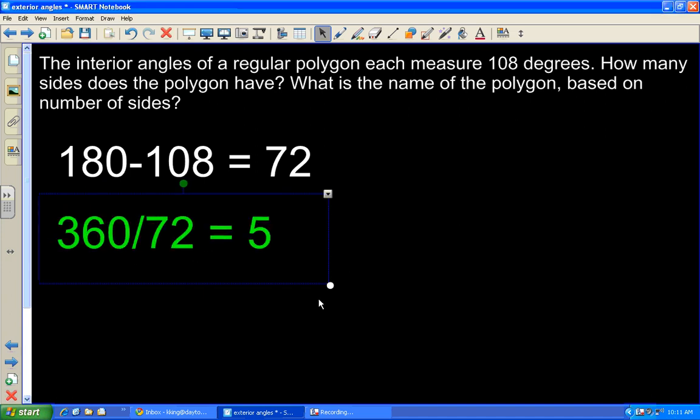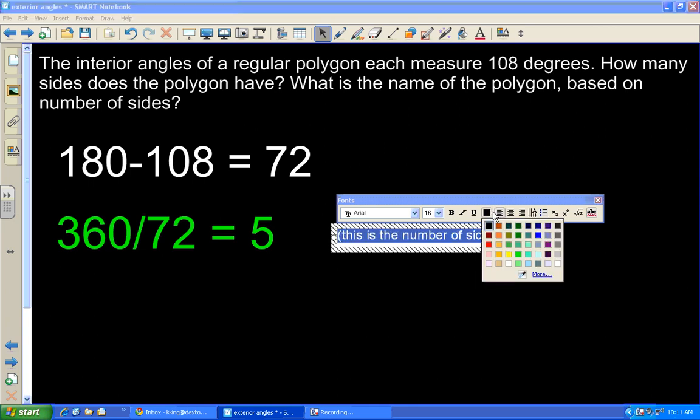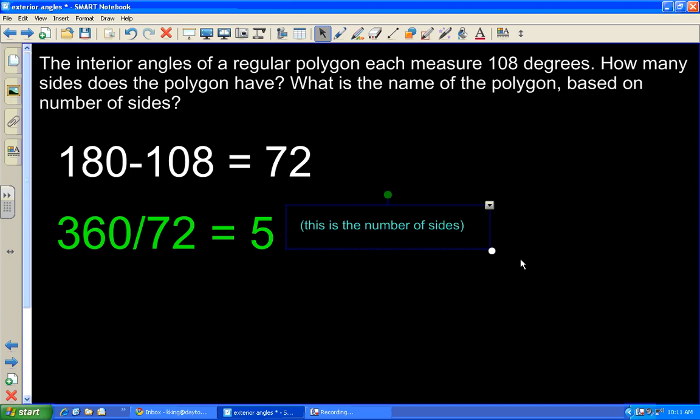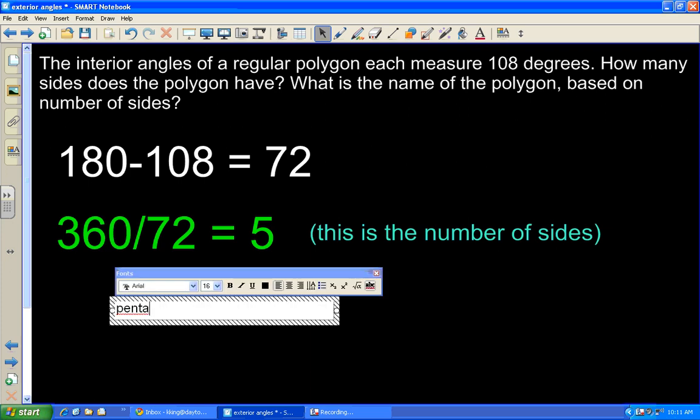Okay, so what is that 5 again? What does this stand for? Yeah, this is the number of sides. So this is a 5-sided figure. A 5-sided figure is going to have 108 degrees for every interior angle if it's regular. What type of shape is 5-sided? I hope y'all just yelled it very loudly. It is a pentagon.